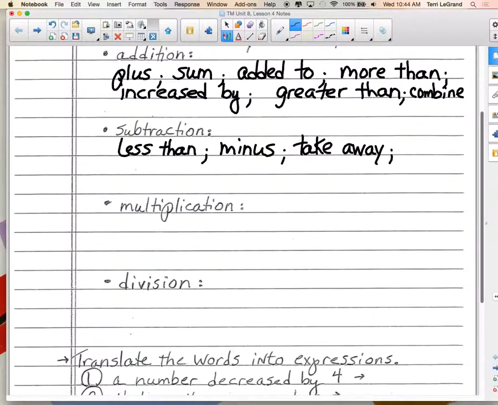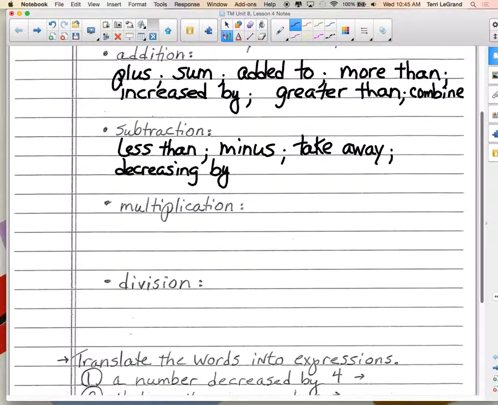Another word or phrase that would be a good indicator that you should subtract. Sierra? Less than. Less than. Okay, we already have that at the beginning of our list. Katie? Decreased by. Yeah, instead of increasing by, now we're decreasing by. That means we better take away, we better subtract.